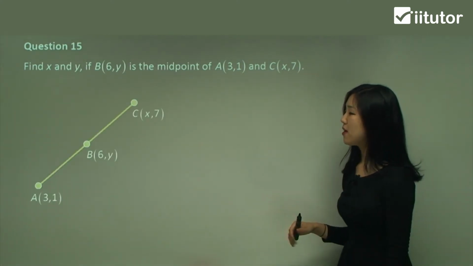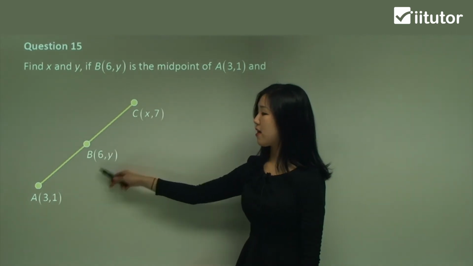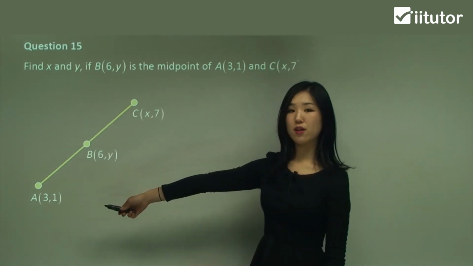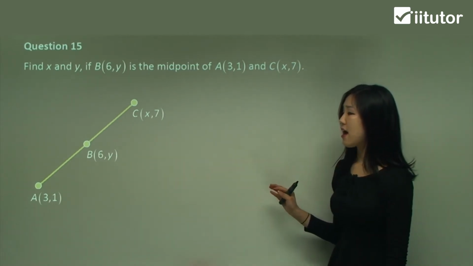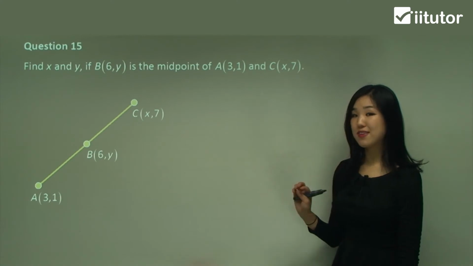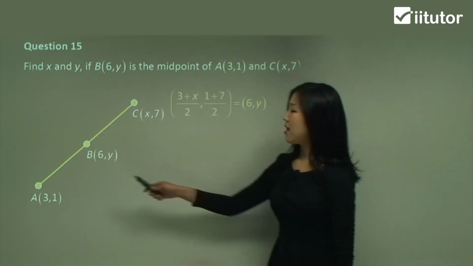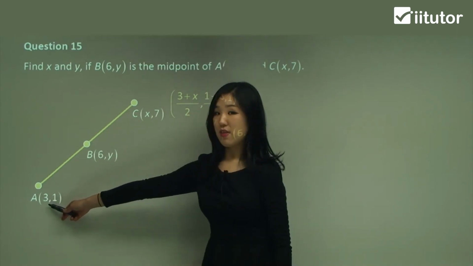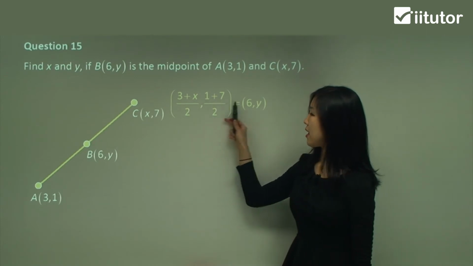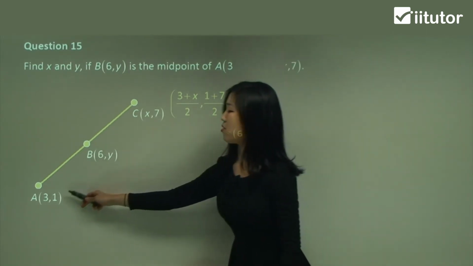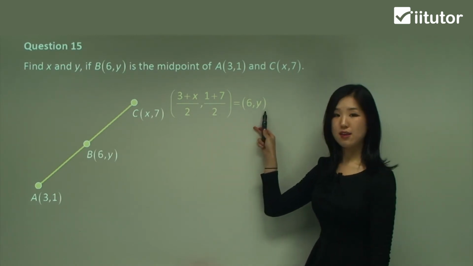So if I draw it up, A, C, and the midpoint is B, (6, y). A will have the complete coordinates, (3, 1), and C we have (x, 7). We want to find the missing x and y using our midpoint formula. So again, x's together: 3 plus x divided by 2 is 6. And then the y's: 1 plus 7 divided by 2 is y.